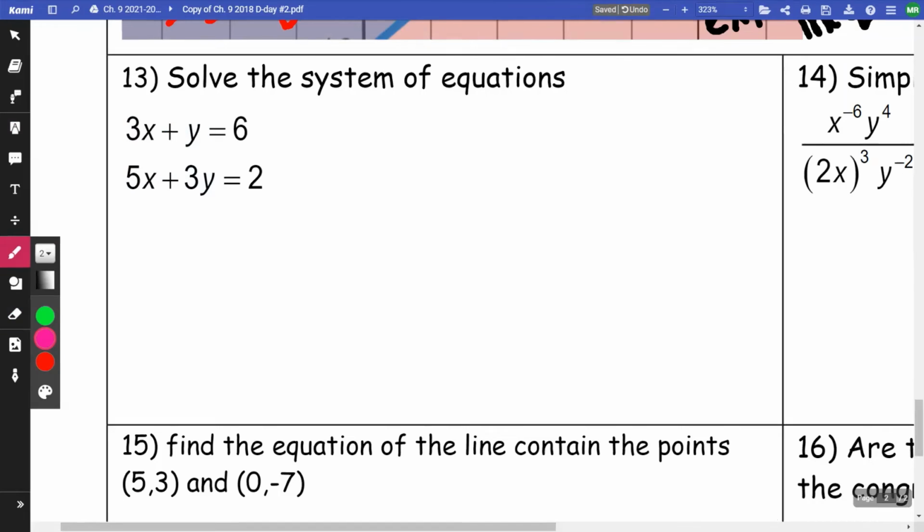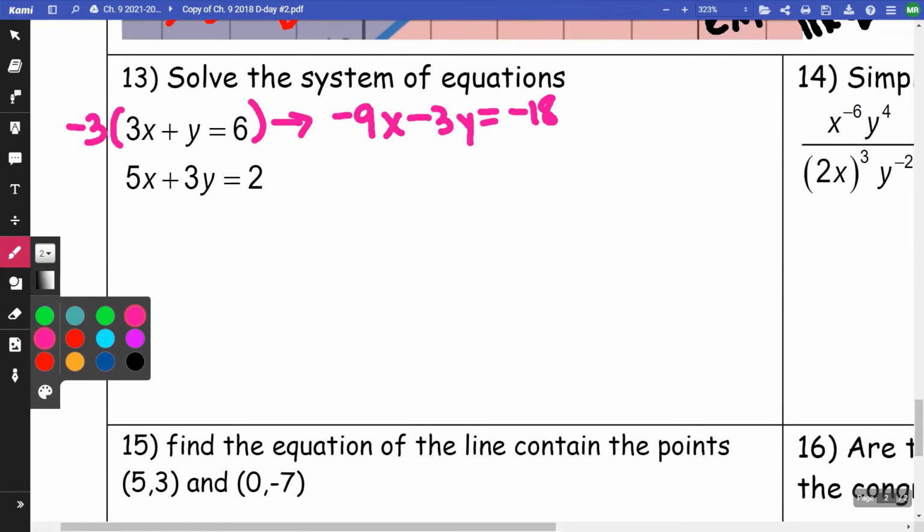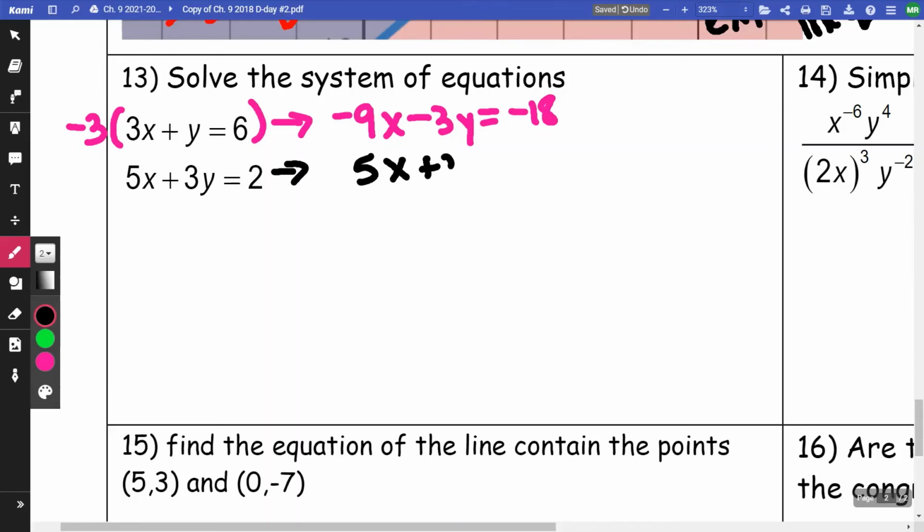So I'm going to multiply the top equation by negative 3. And so I'm going to get negative 9x minus 3y equals negative 18. My second equation is going to stay as 5x plus 3y equals 2.